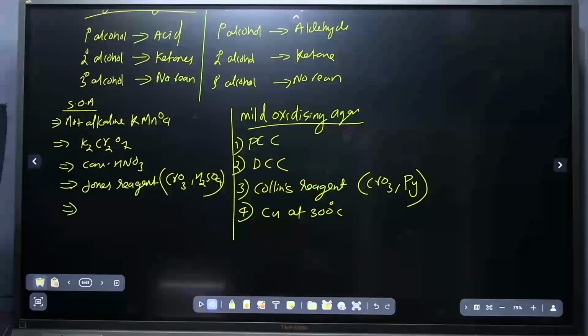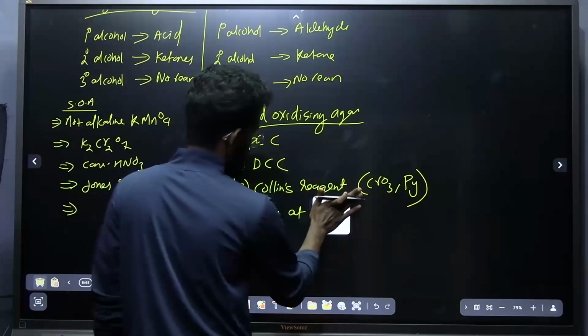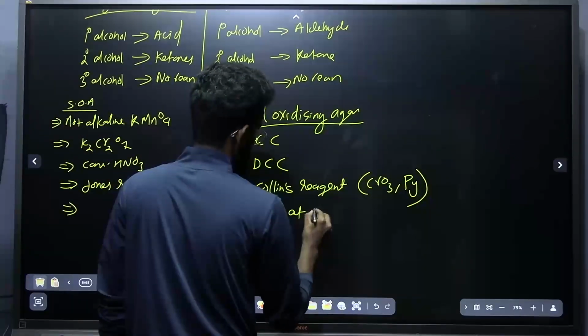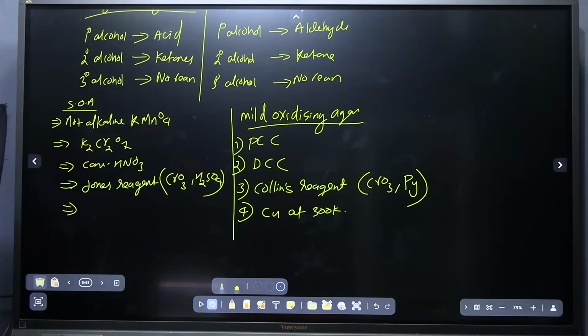Got it? Is it clear? Okay. Is it 300 degrees Celsius or 300 Kelvin? I think it is 300 Kelvin. Okay. So these are the important strong oxidizing agents and mild oxidizing agents.